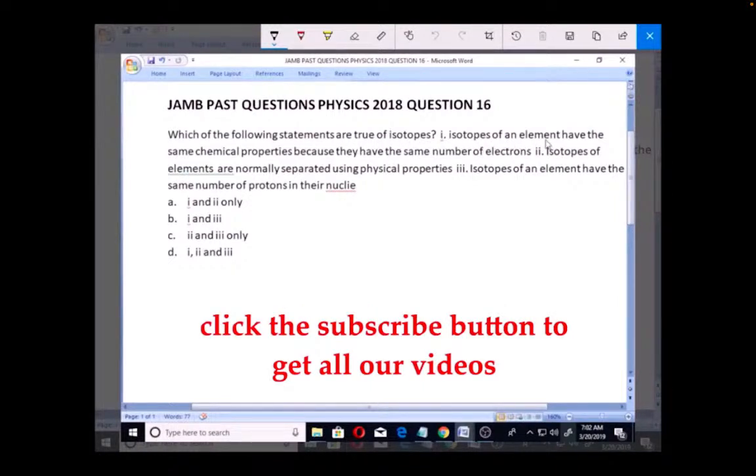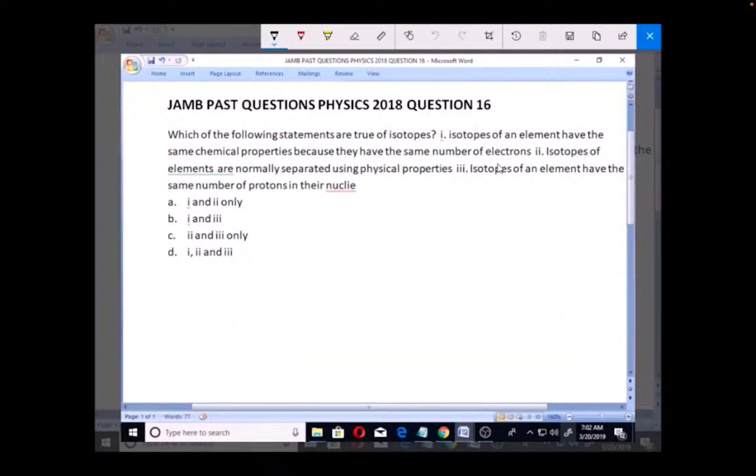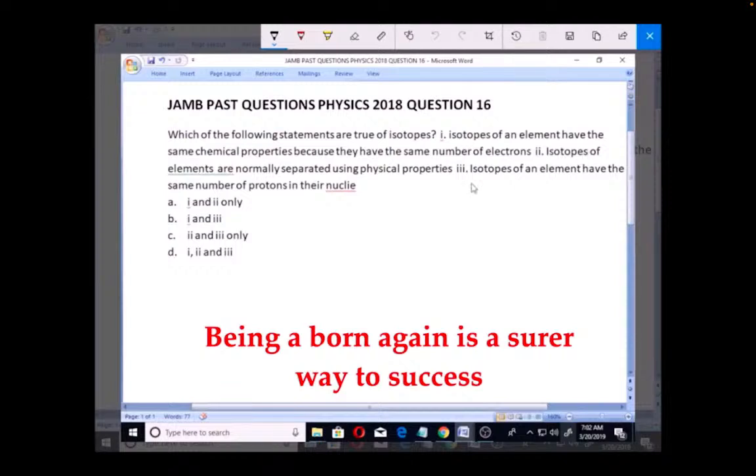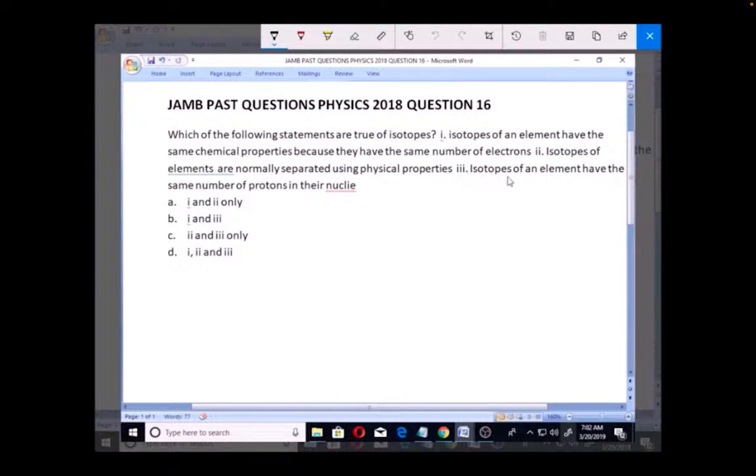I. Isotopes of an element have the same chemical properties because they have the same number of electrons. II. Isotopes of elements are normally separated using physical properties. III. Isotopes of an element have the same number of protons in their nuclei. The options are A. I and II only. B. I and III. C. II and III only. D. I and III. So which is the correct option?